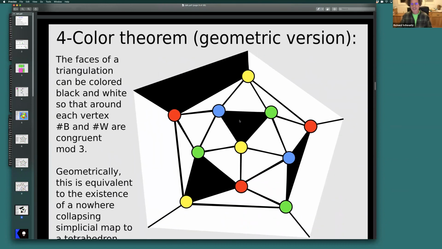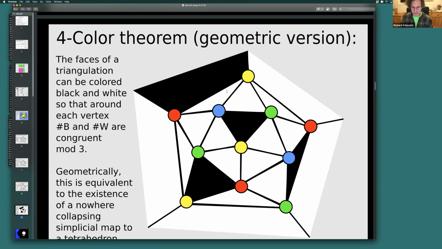Here's another way to think about the 4 color theorem. The tetrahedron obviously has a 4 coloring. And then if you had a 4 coloring of your triangulation, you could map the sphere to the tetrahedron by just mapping each triangle to the triangle that has the right coloring.